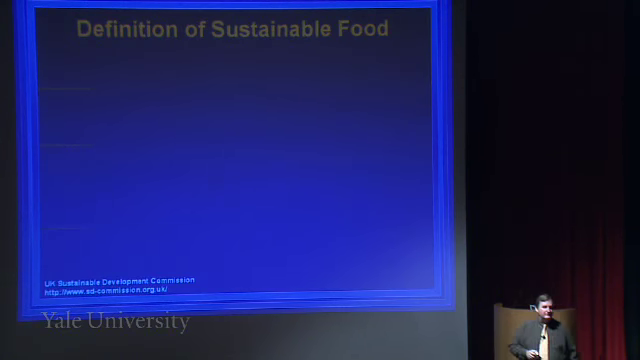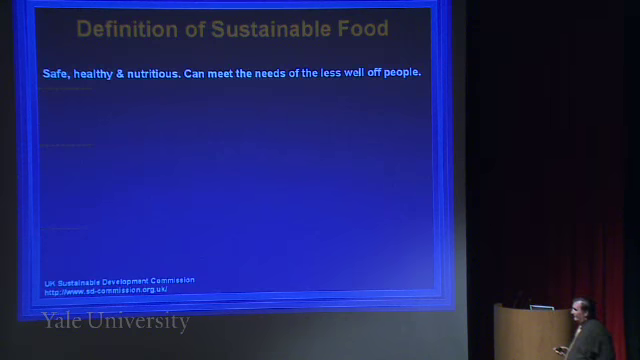Sustainability is different from organic. Something can be raised sustainably but not be organic, and vice versa. Sustainable has less to do with the crop itself or the animal itself than with the conditions under which they're raised. The UK Sustainable Development Commission has what I think is a nice definition.